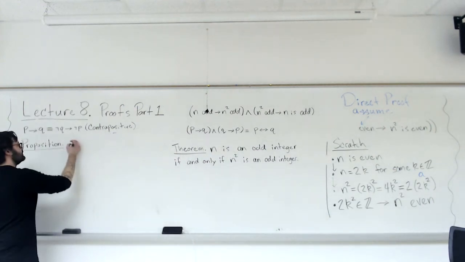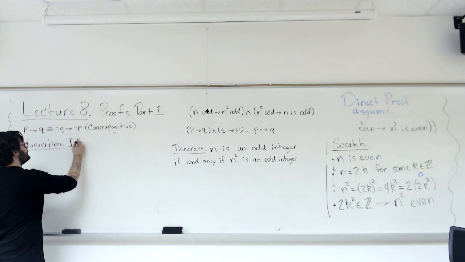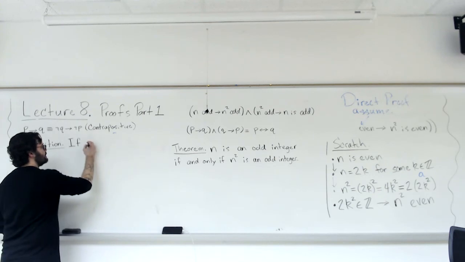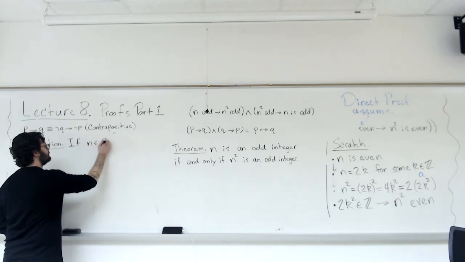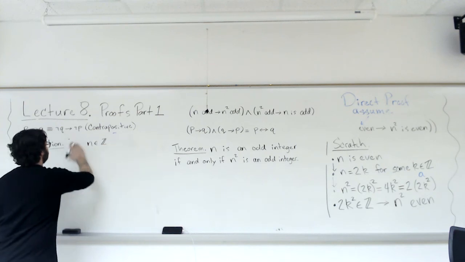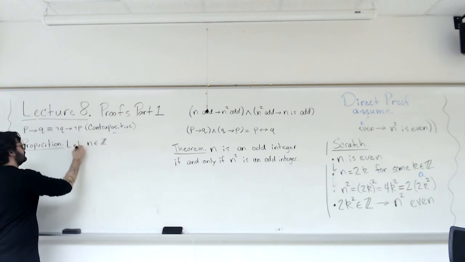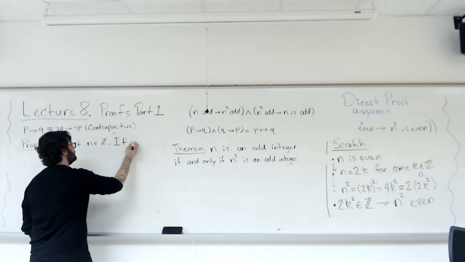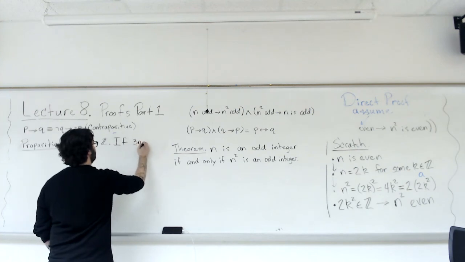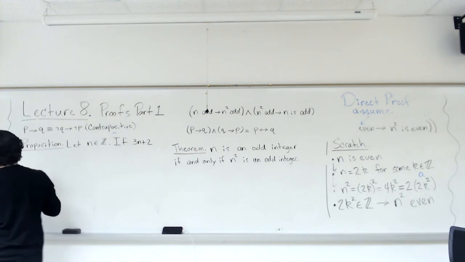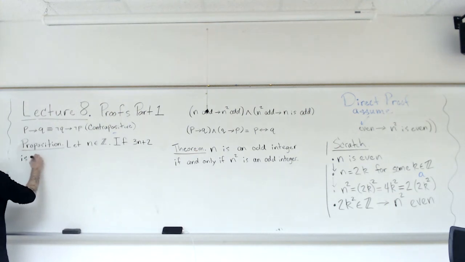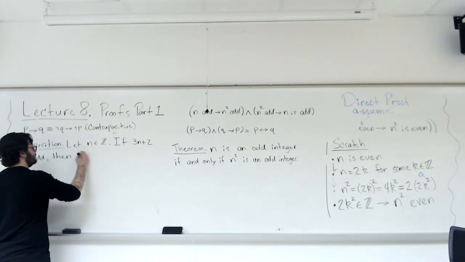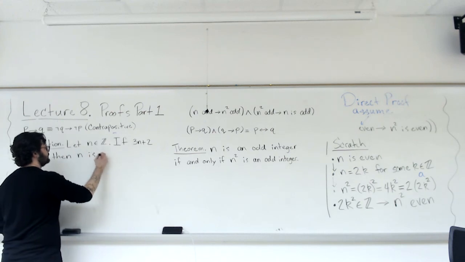So I'm going to use this notation now for brevity. Let n be an integer. And then here's my statement. If 3n plus 2 is odd, then n is odd.